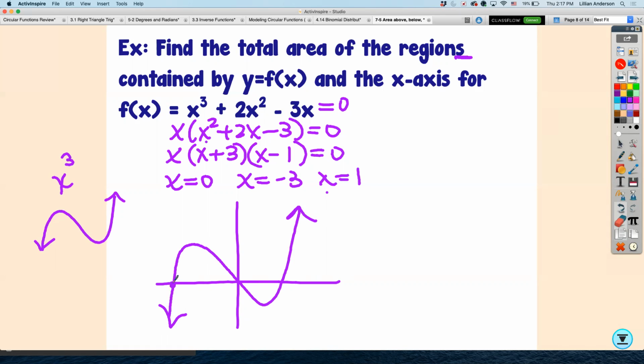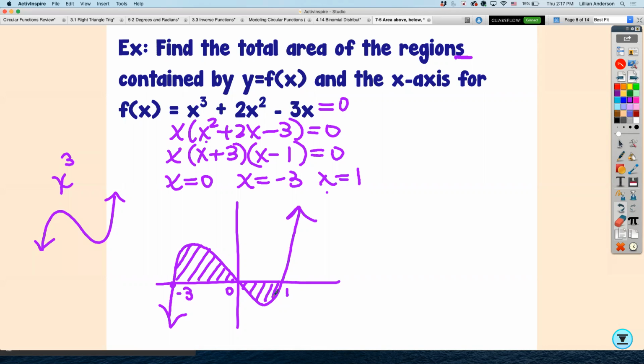And so if this is -3, this is 0, and this is 1, the areas of the regions between the curve and the x-axis are going to be this region and this region. A region that's above the x-axis and a region that's below. So you have to do them separately and can't add them together because they cross the x-axis.